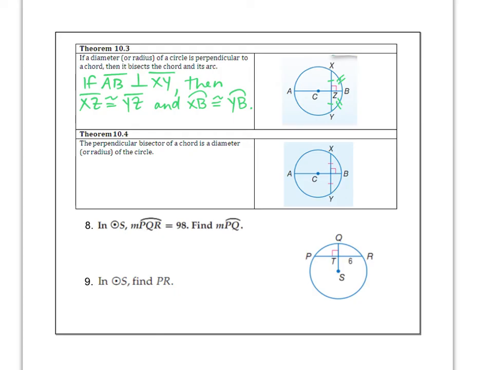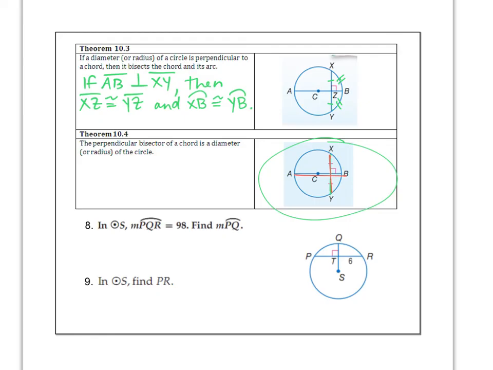The converse is also true. So if you saw something like this picture where you can see this distance is the same as this distance, so the chord has been cut in half, then that's going to tell you they have to be perpendicular. So in other words, segment AB would be perpendicular to segment XY. This is just the converse of the theorem above.